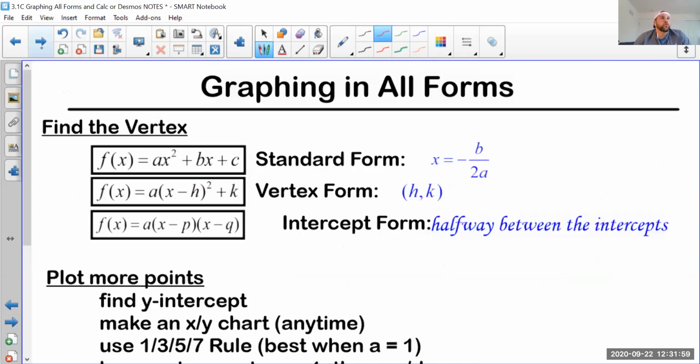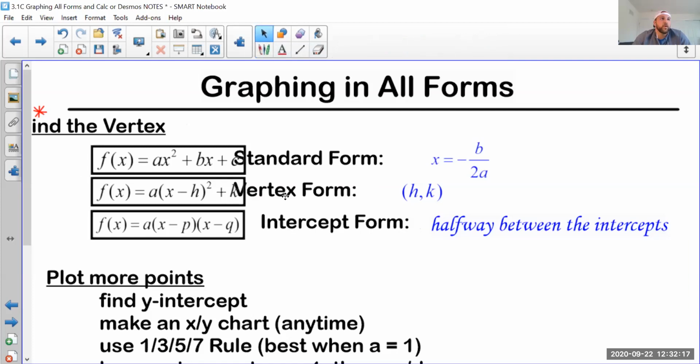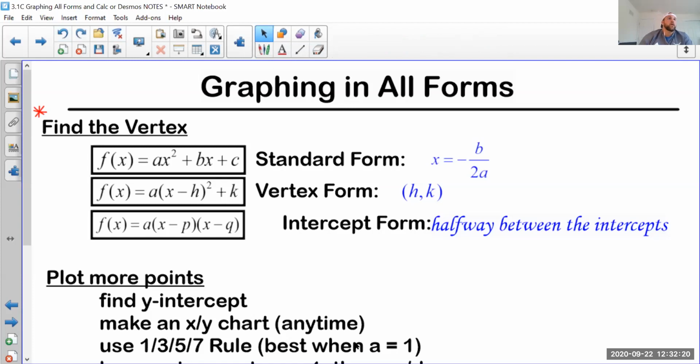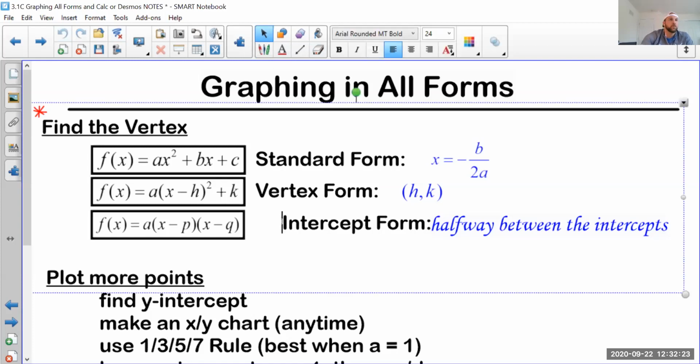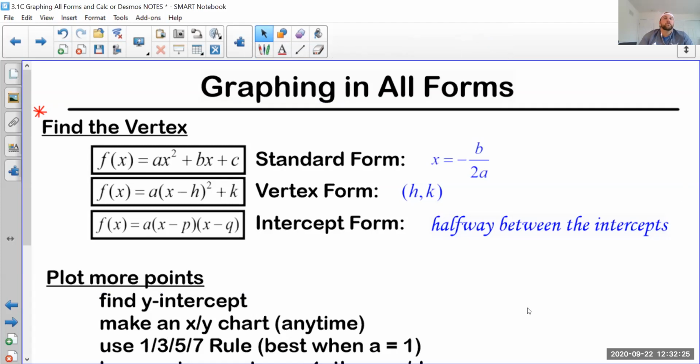Real quick, let's review the 3 forms that we talked about in graphing them. So in order to find the vertex of our 3 forms, we have standard form, we have vertex form, we have intercept form. And remember, standard form, the way we find our vertex is by using the negative b over 2a. Okay, so remember the negative b over 2a gives us the axis of symmetry.